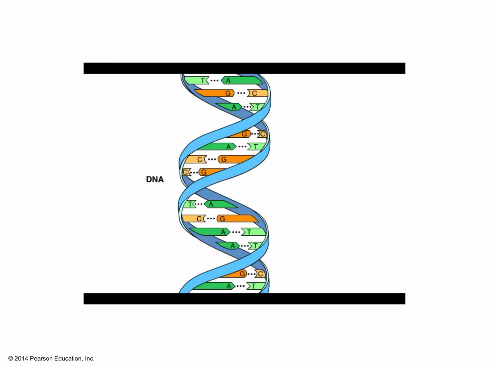So remember, the numbers 5 and 3 refer to the carbons in the sugars. One side of the sugar has a 3' carbon on the bottom side. The top side of the sugar has a 5' carbon.